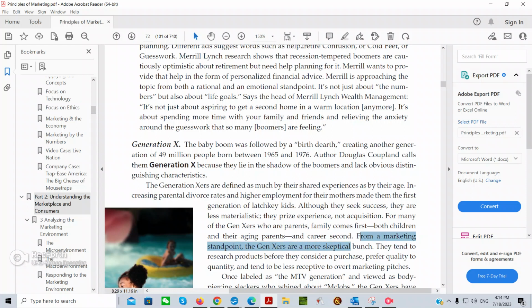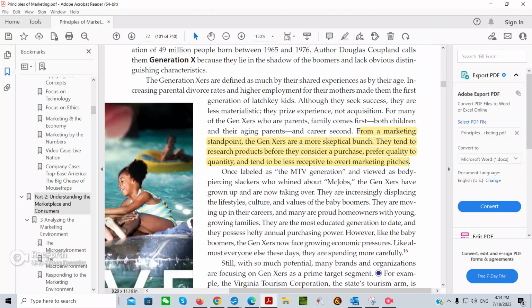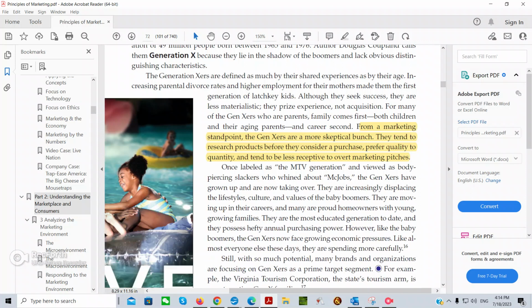From a marketing standpoint, Gen Xers are a more skeptical bunch. They tend to research products before they consider a purchase, prefer quality to quantity, and tend to be less receptive to overt marketing pitches. So with this, we need to have a natural conversation where you tell them you'd like to help them with their goals or with their needs. How can we help you? The approach and the presentation does matter.